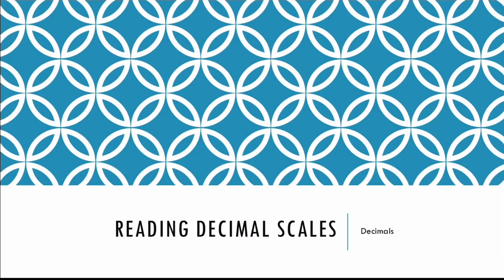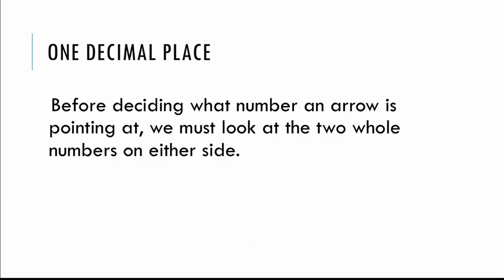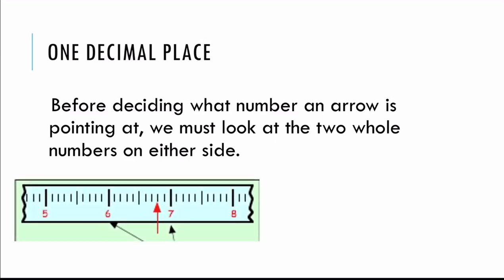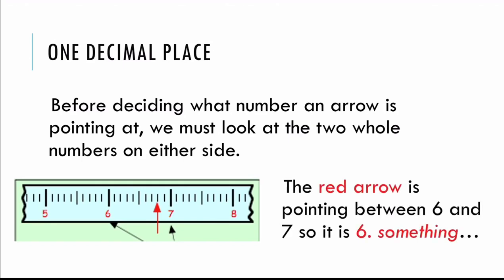Now we're going to move on to reading decimal scales. So we're going to look at one decimal place first. Before deciding what number an arrow is pointing at, we must look at the two whole numbers on either side. So in this diagram here, we have the red arrow pointing at a number somewhere between 6 and 7. So that must be 6 point something. It is bigger than 6, but it's less than 7.